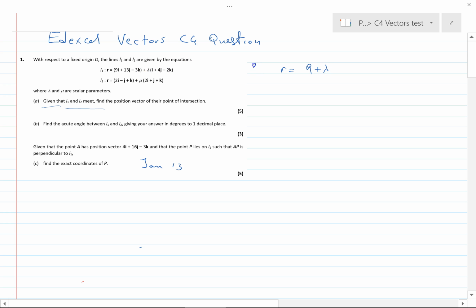So we're looking at line L1. The i component is 9 plus 1 lambda. The j component is 13 plus 4 lambda. And the k component is minus 3 minus 2 lambda.